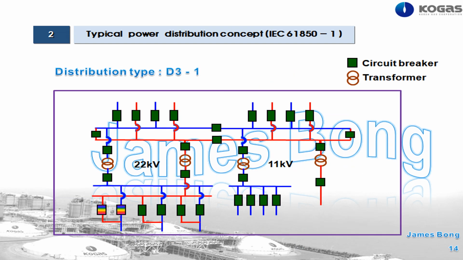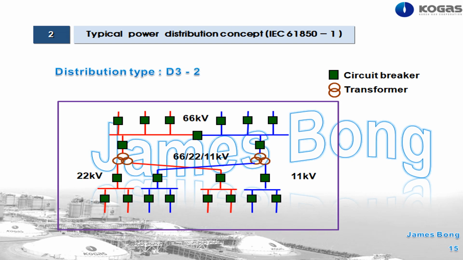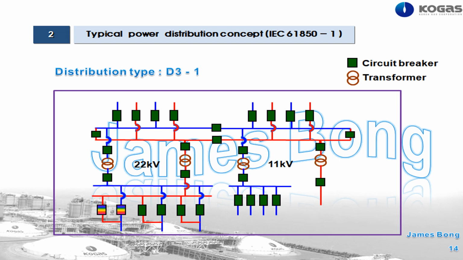D3 type is a very complicated and complex system. The cost is the most expensive. These types, D3-1 and D3-2, are used in big-sized plants with over 20 circuit breakers. As you can see in this picture, these systems provide extremely stable and reliable electric power distribution, with perfect load balancing. These systems are mixed types of D2 distribution systems and spot networks.